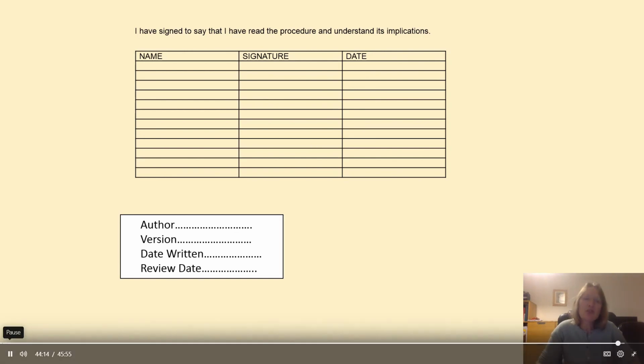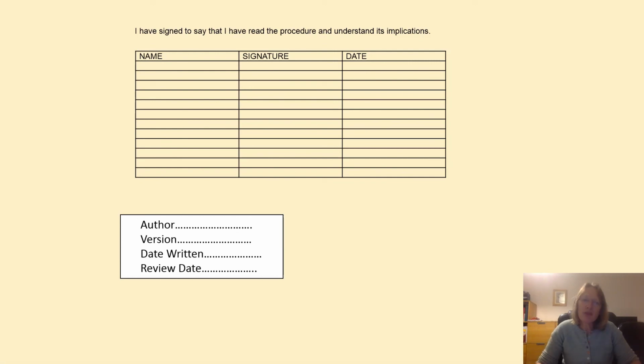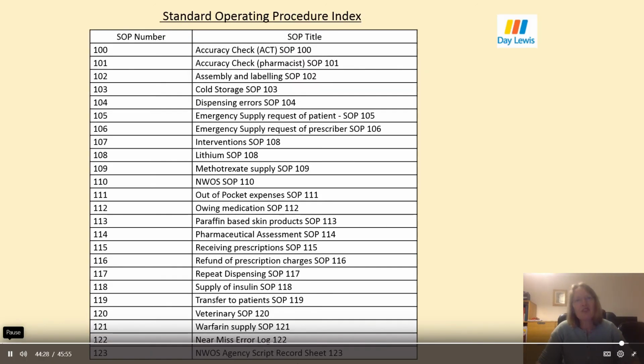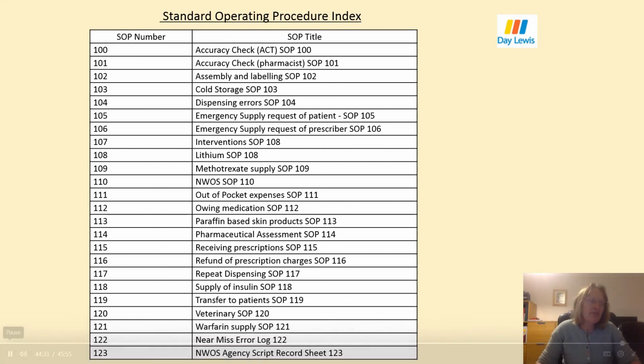And with each version of your SOP, you need to put down who the author was, which version it is, version 1, 2, 3 or whatever, and we're up to version 10, 11 on some of ours, the date it was written and when it's next going to be reviewed by. And this is just to show you the vast array that we've got. We're now up to number 204, I think. So they just keep going up and up. We've written a lot this year.